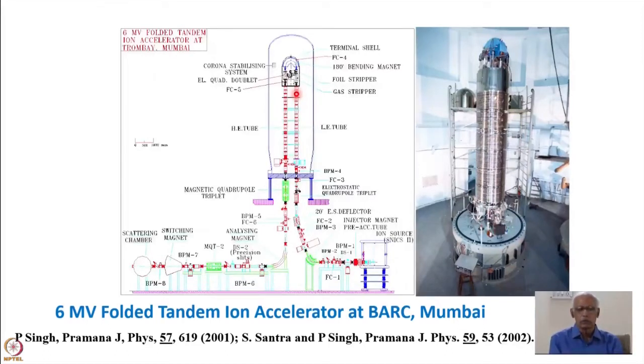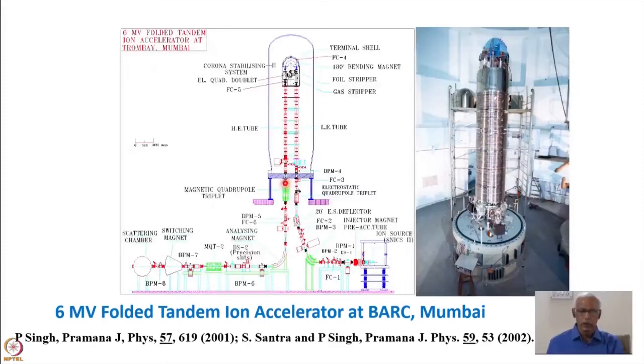So the total energy will be 10 plus 1, so it will be 11 times 6 here. So you can say that it is 66 MeV. While had it been only Van de Graaff, which accelerates only positive ions, the energy could have been only 6 MeV. So that is the advantage in the case of tandem accelerators or pelletrons or folded tandem accelerators.